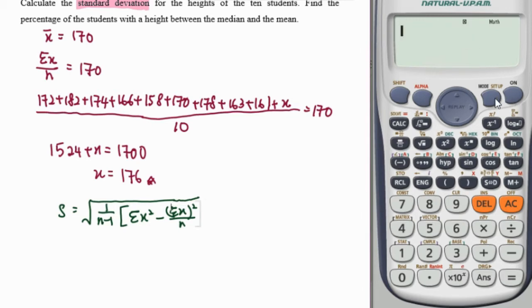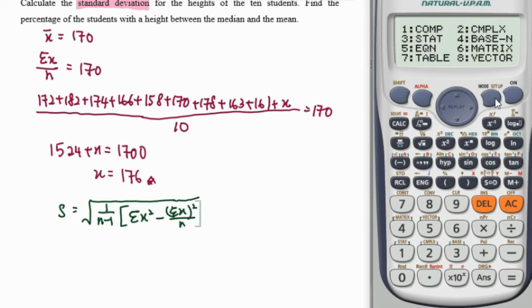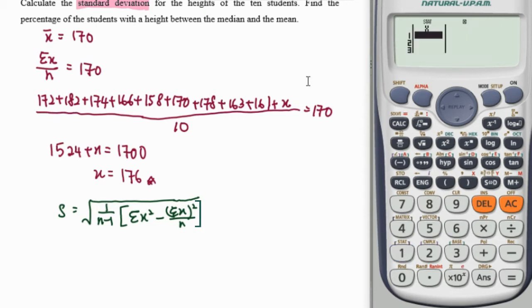First of all, we need to set our calculator into statistic mode, which is number 3. And then our variable will be number 1 because our variable here is talking about the height of the student. So we will have only one variable, which is x. And then we will plug in our data, which is 172. Second data, 182. Third data, 174. Fourth data, 166. Fifth data, 158.